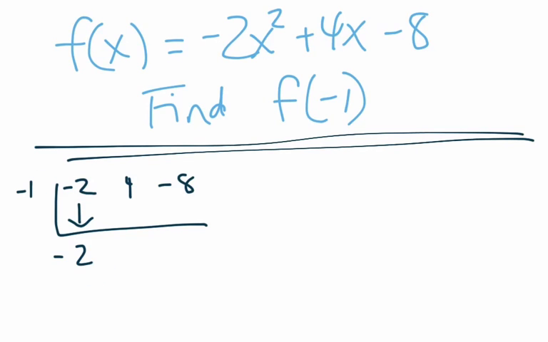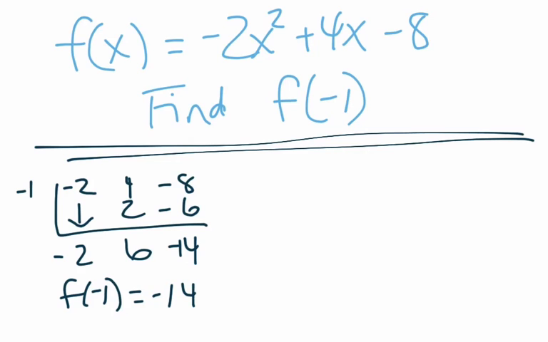Negative 1 times negative 2 is 2. 4 plus 2 is 6. Negative 1 times 6 is negative 6. And negative 8 plus negative 6 is negative 14. So f of negative 1 should be negative 14.